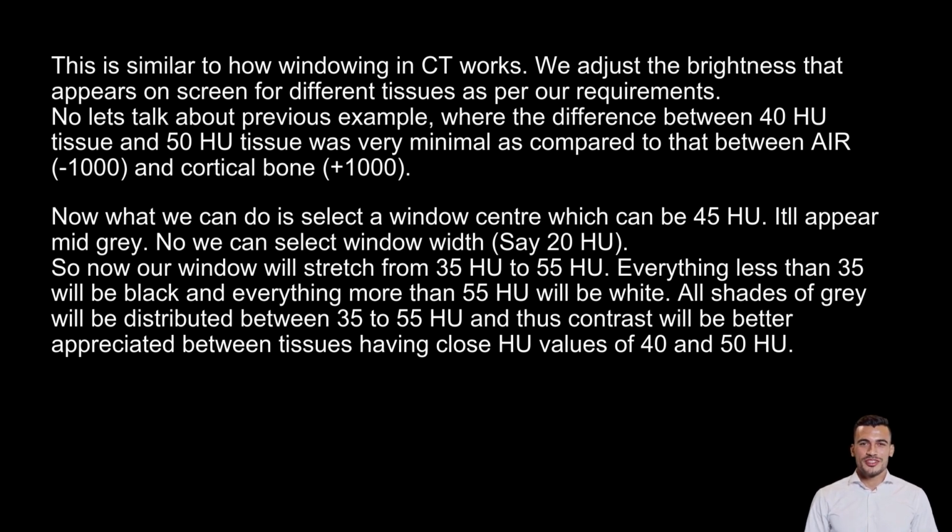Now let's talk about previous example, where the difference between 40 HU tissue and 50 HU tissue was very minimal as compared to that between air at minus 1000 and cortical bone at plus 1000. Now what we can do is select a window center, which can be 45 HU. It'll appear mid-gray. Now we can select window width, say 20 HU. So now our window will stretch from 35 HU to 55 HU. Everything less than 35 will be black, and everything more than 55 HU will be white. All shades of gray will be distributed between 35 to 55 HU, and thus contrast will be better appreciated between tissues having close HU values of 40 and 50 HU.